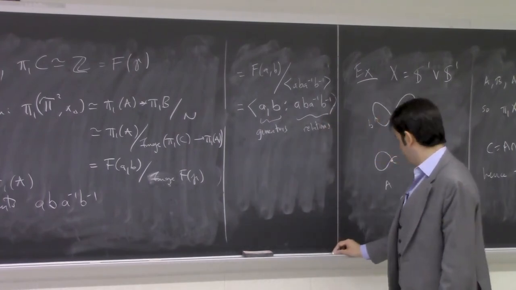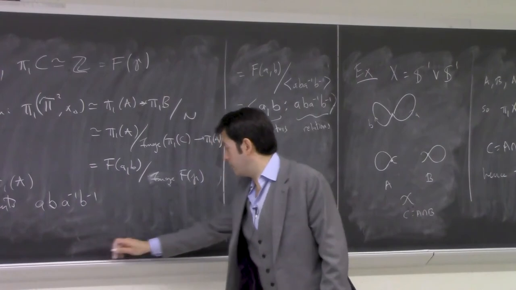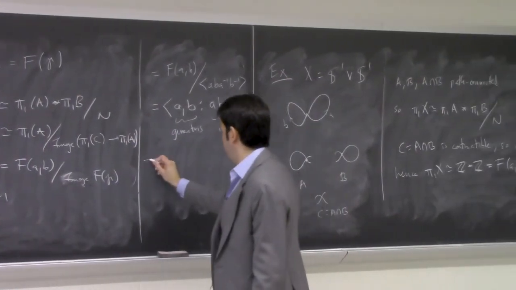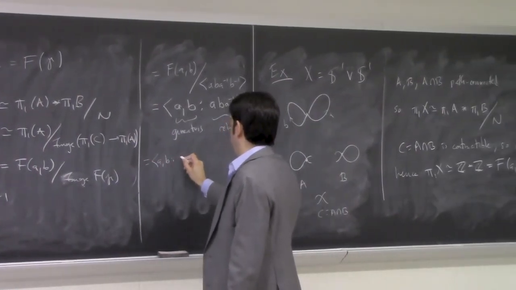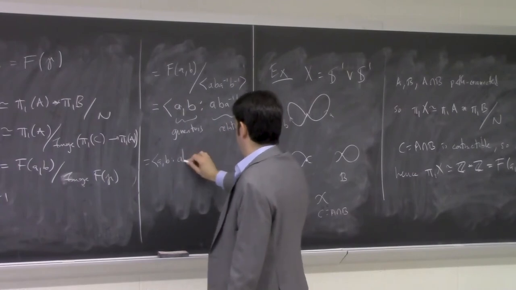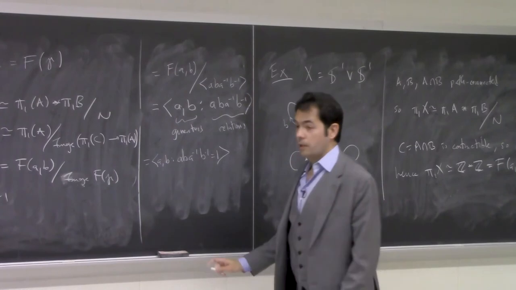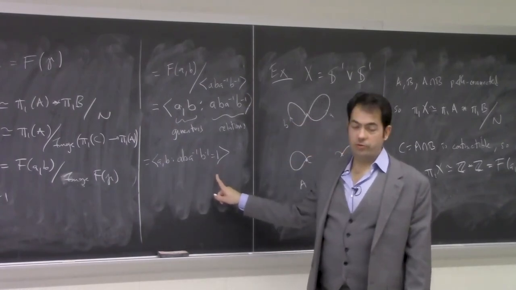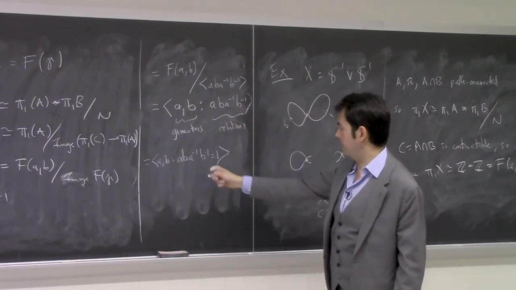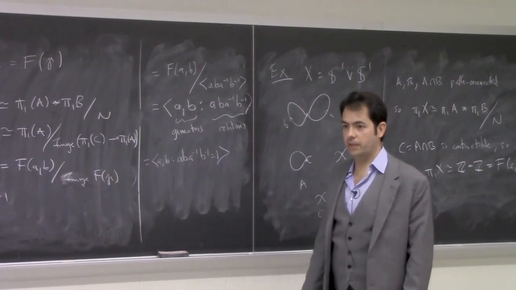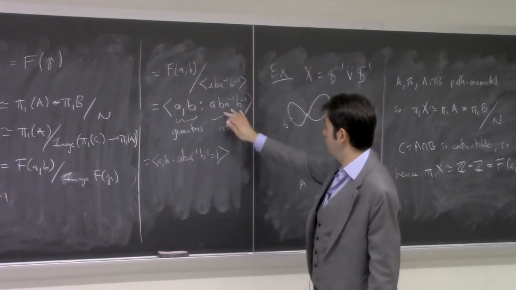Right? So really, I mean, this is equal to 1. So I could write this out as AB, A inverse, B inverse equals 1. But usually, you leave out the equals 1 and just write the relation. And there's an implicit equals 1. Right? And if you have more than one relation, you just add them there.